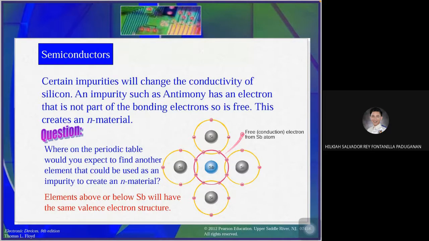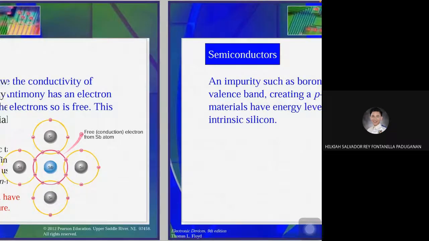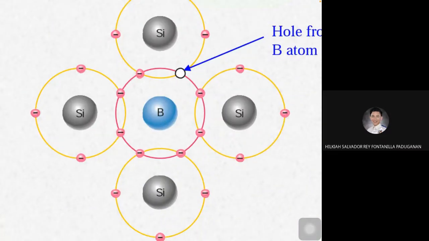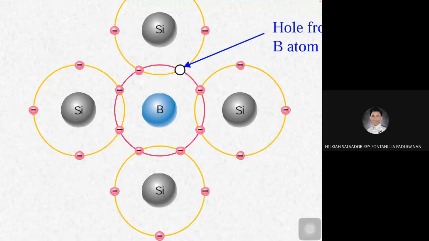Another type of extrinsic material is the P-type material. What are examples of impurities that, if added to silicon, will produce P-type extrinsic material? We have boron, gallium, and indium. Let's say, for example, boron. Unlike antimony, which has 5 valence electrons, boron has 3 valence electrons.